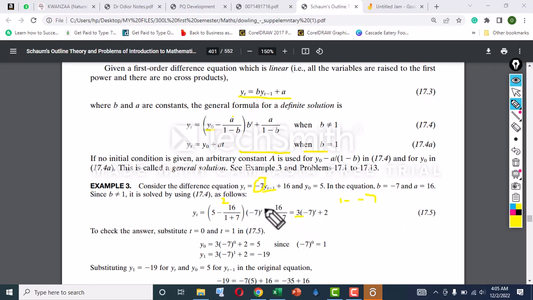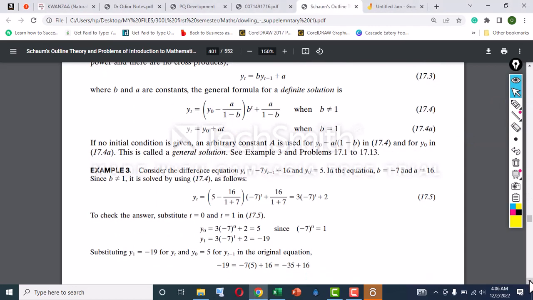Then this -7 raised to power t, there's nothing you can do to it, so you leave it this way. Plus this divided by this will also still give us 2. So this is actually your final answer. You cannot multiply 3 times -7, because of this t here. You must do -7 raised to power t first before you multiply it by 3, and there's no way we can do -7 raised to power t if we don't know t. Everything ends there. That's your final answer.